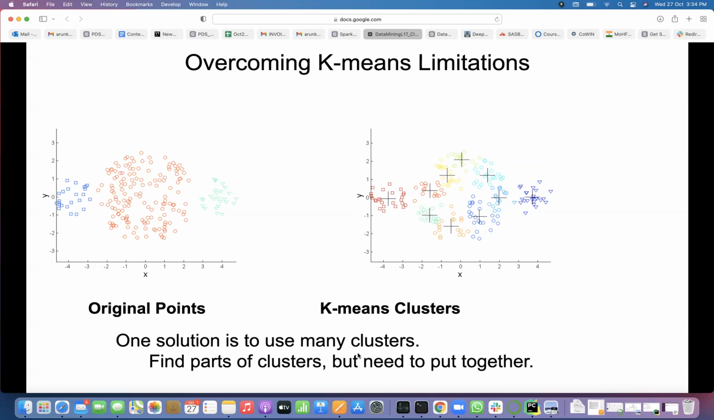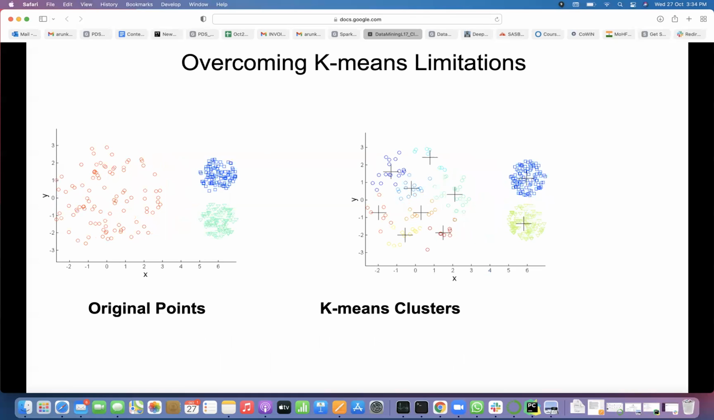So one solution is to use many clusters, find parts of clusters, and then put them together. Let's say you want only 3 clusters, you make 10 clusters. Then, based on the characteristics of those cluster pairs, you find which cluster pairs have close characteristics, and club them up. That is one.